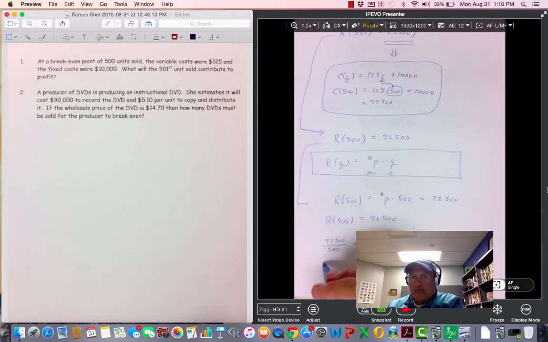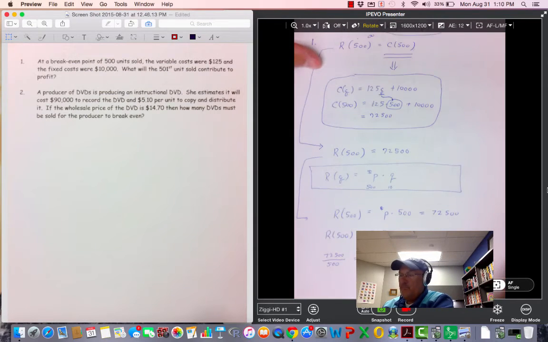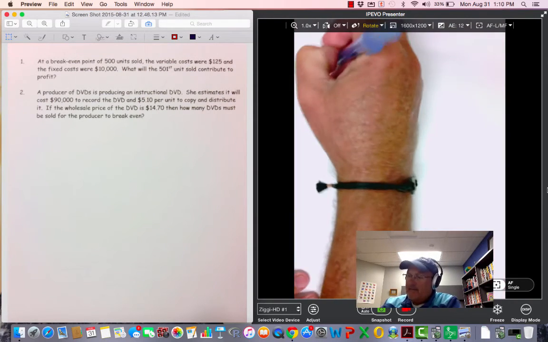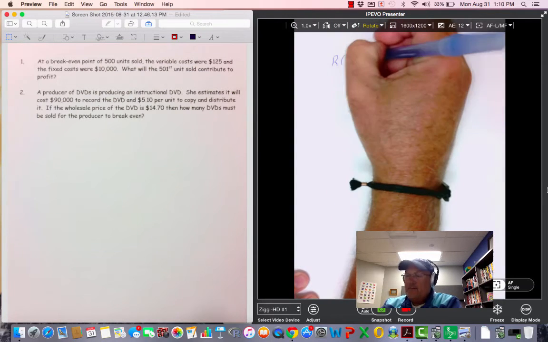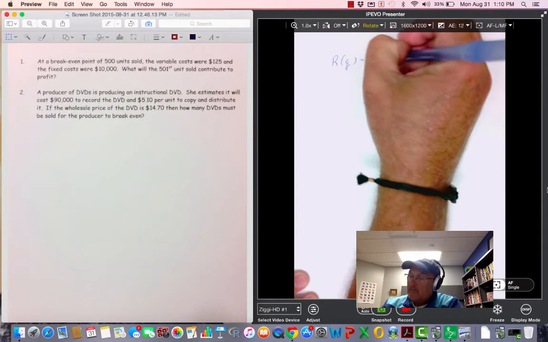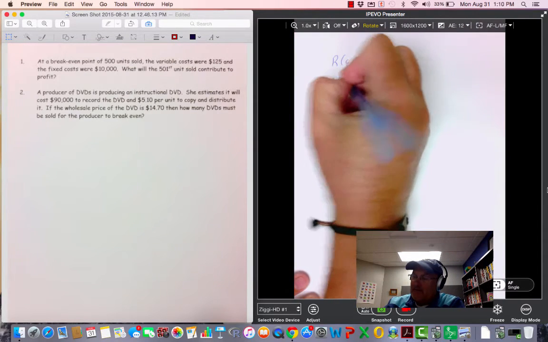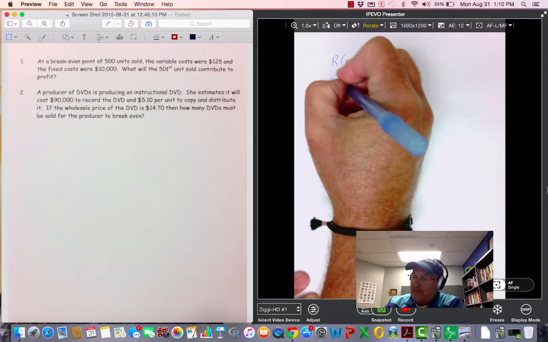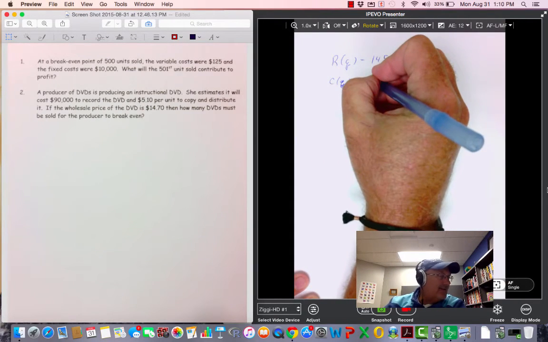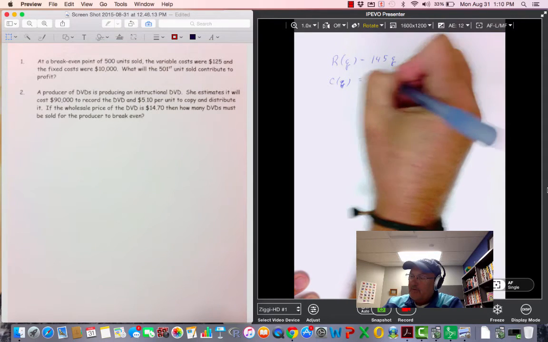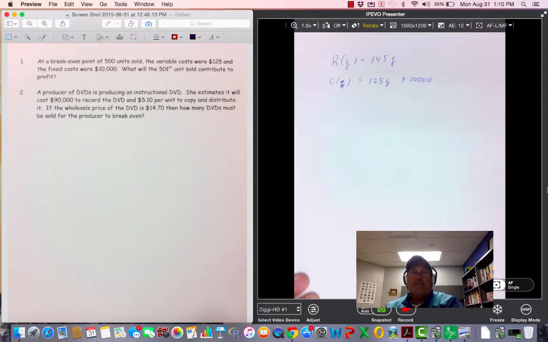So guys, I now know that my revenue function is 145Q. I know that my cost function, that's the ugliest Q in the history of Qs, is 125Q plus 10,000. All right, now we're ready to work the problem. What will the 501st unit sold contribute to profit?